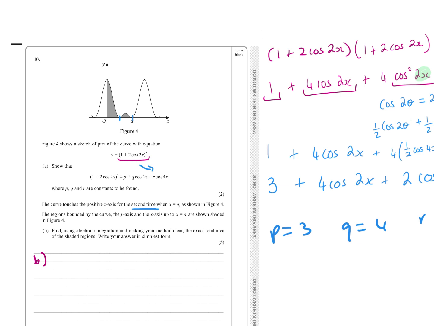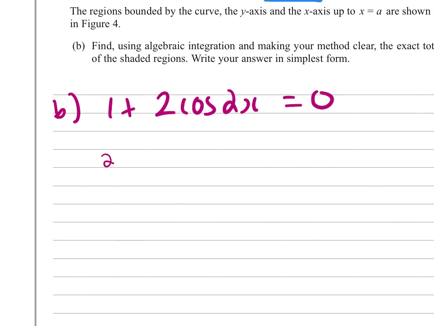So for part B, first I need to find the value of A. So I want to find when does 1 plus 2 cos of 2x equal 0. This is when 2 cos of 2x equals negative a half. Okay? Again, whenever we're doing x and y coordinates, we no longer work in degrees, we work in radians. So if we find the value of this in radians, we get 2x equals 2 pi over 3. Okay, this is our first solution.